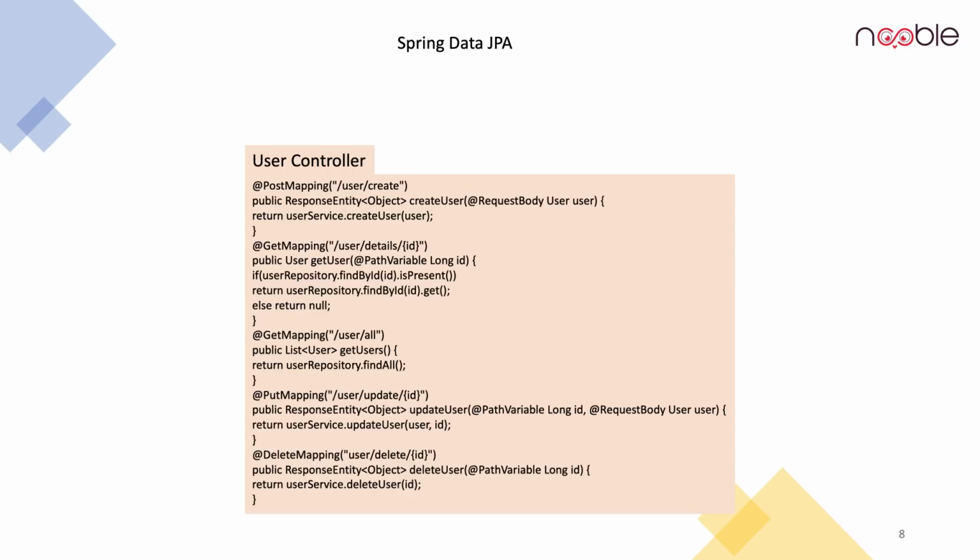We'll have all the CRUD operations in the user controller. It will be calling the respective methods in the user service. So you can see the post mapping where we are using it to create the user, and get mapping where we can get a single user with the ID. And to get all users, we are using the users-all endpoint, the put mapping for updating, and the delete mapping to remove the user. It will be deleting by ID.